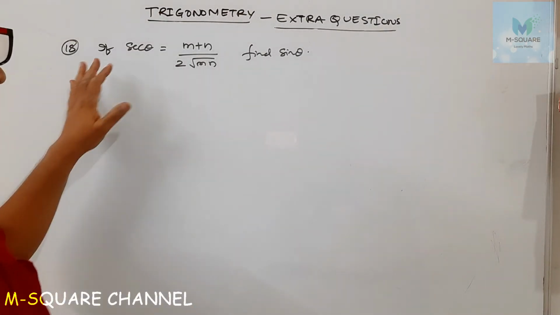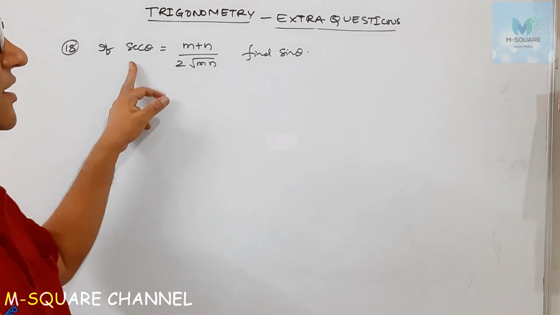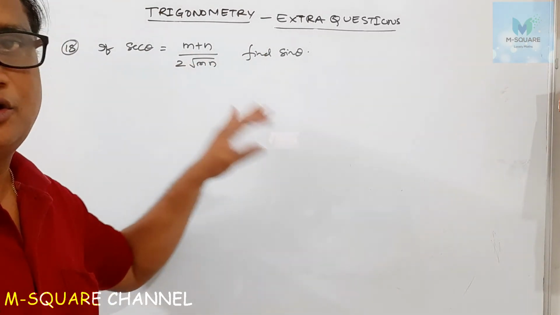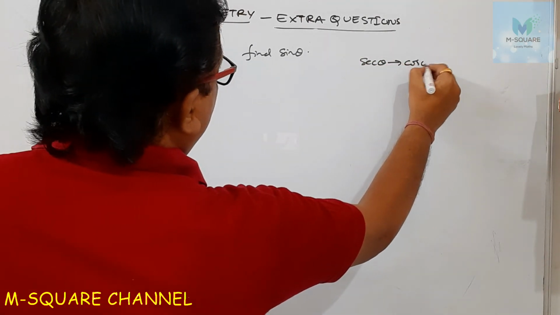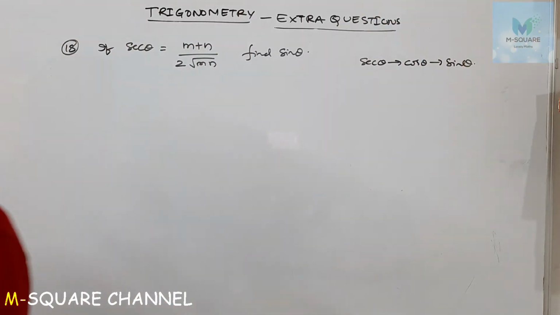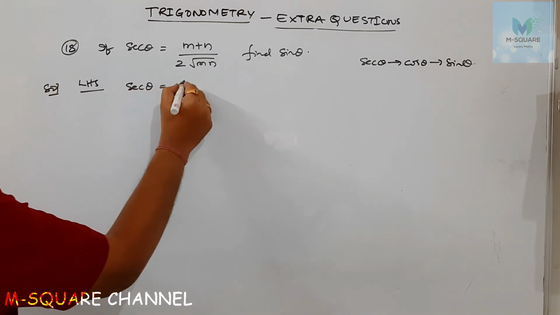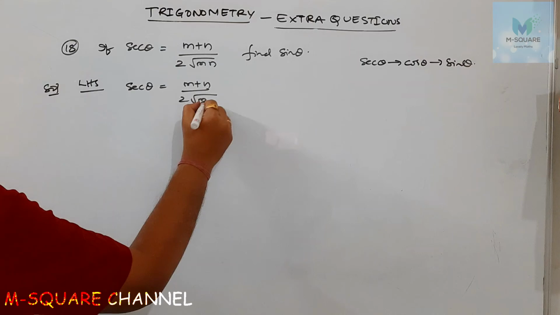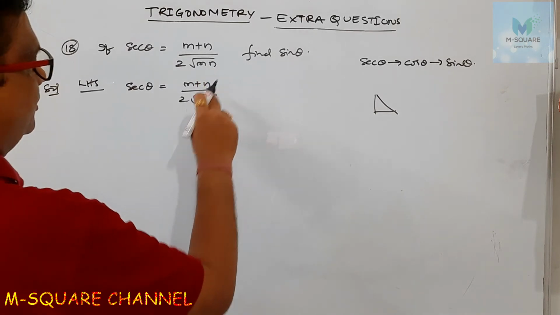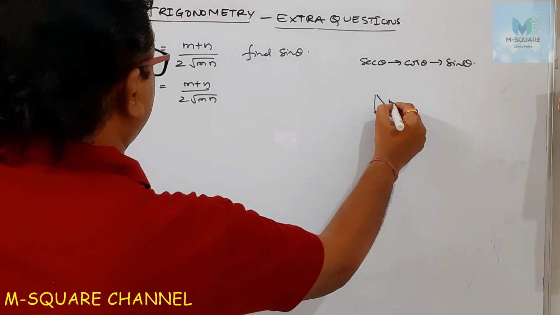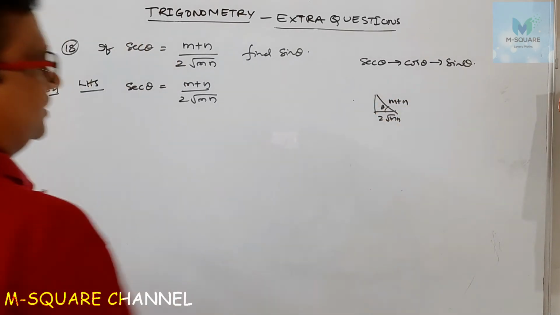In this question, if secant theta equal to m plus n by 2 root mn, find sin theta. So here secant theta is given, and we need sin theta. So convert secant theta to cos theta to sin theta. This is the procedure we are going to follow. So secant theta equal to m plus n by 2 root mn. You can take this as the triangular method also: hypotenuse by adjacent. Hypotenuse is m plus n, adjacent is 2 root mn. We get this answer after the Pythagoras theorem.